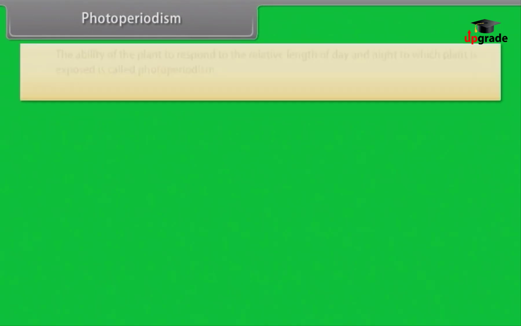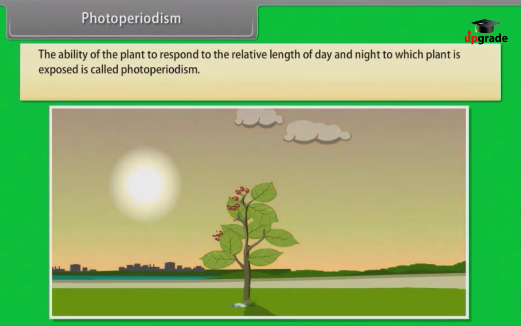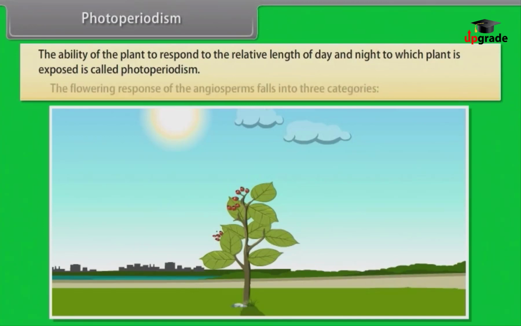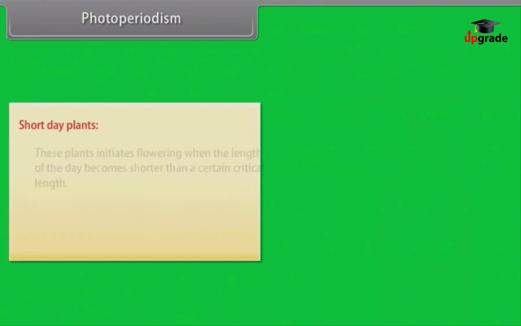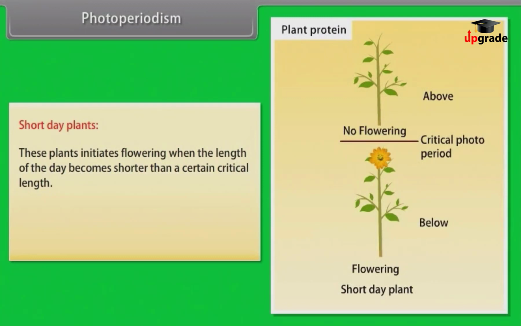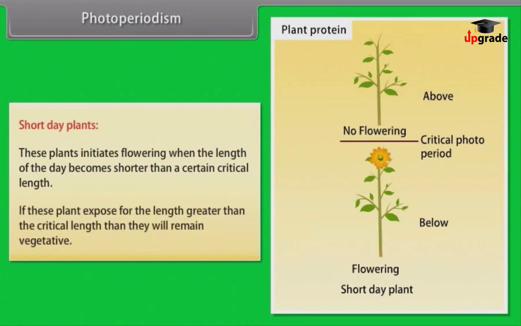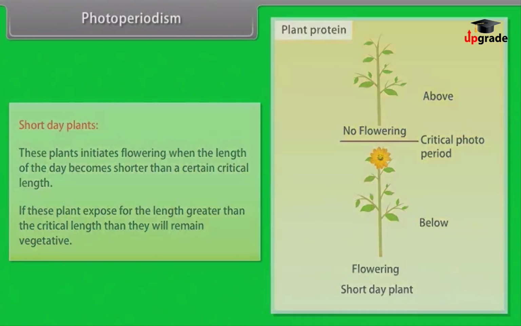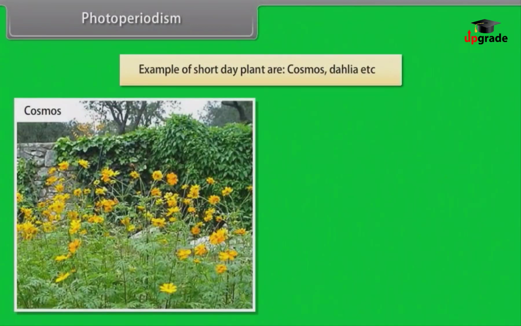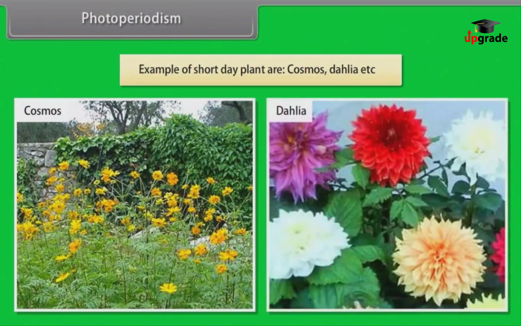Photoperiodism. The ability of plants to respond to the relative length of day and night to which the plant is exposed is called photoperiodism. The flowering response of the angiosperms falls into three categories. Short day plants. These plants initiate flowering when the length of the day becomes shorter than a certain critical length. If these plants are exposed for longer than the critical length, then they will remain vegetative. Examples of short day plants are Cosmos, Dahlia, etc.